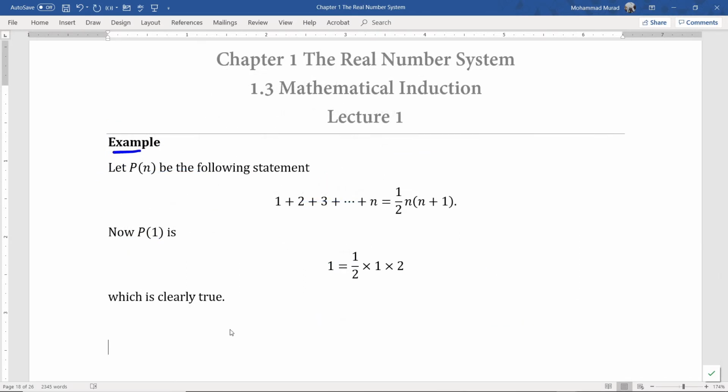Let's have a look at an example. Let P of n be the following statement. So this is the P of n. It's a statement, possibly true or false, but it's a statement involving the natural number n. Now we see that P of 1 is true. If we substitute the value n equals 1 in both sides, we obtain 1 on the left-hand side, and half times 1 times 2 on the right, which is true.